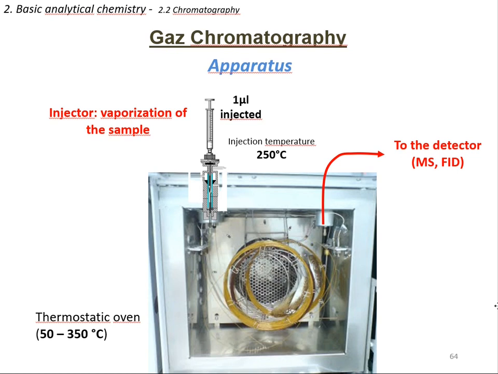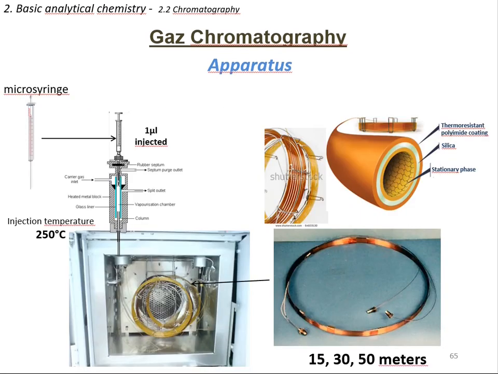It makes these rolls of column. And on one hand, it is connected to the injector, in which a syringe can plunge to inject, for example, 1 microliter of the sample. And on the other side, you have the detector. So the column is fit to the detector. The sample is injected at high temperature so that the mixture is volatilized.